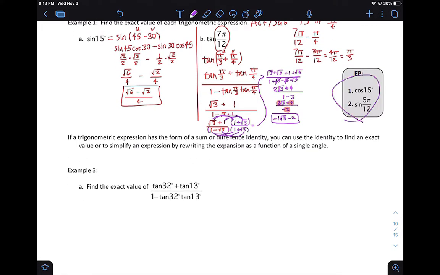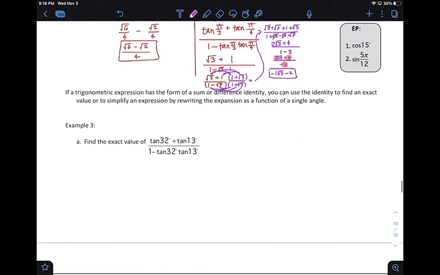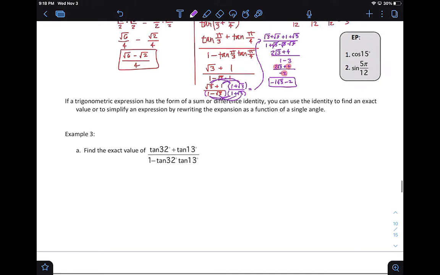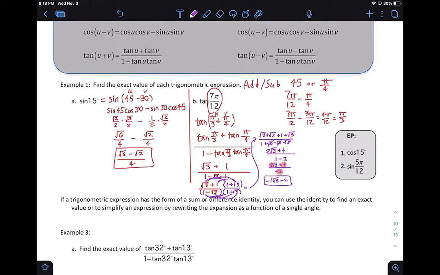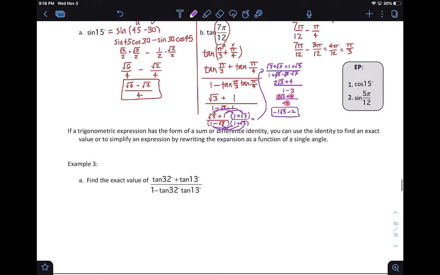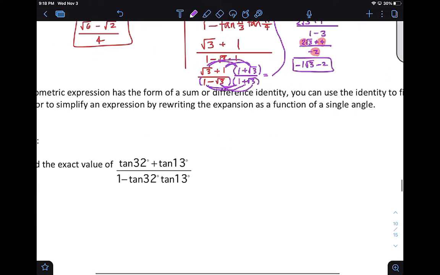You could do extra practice problems there if you want to try those there. We'll move on to the different type of examples. Sometimes, instead of doing the actual exact value, I'm going to give you something like this here, and we're going to have to condense it into one trig function here.